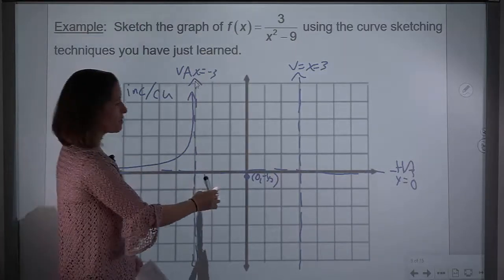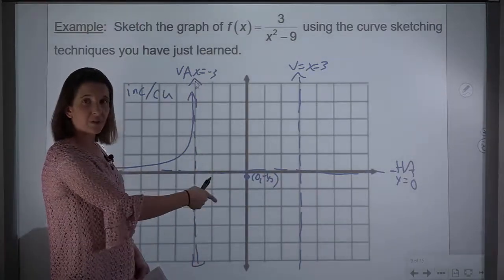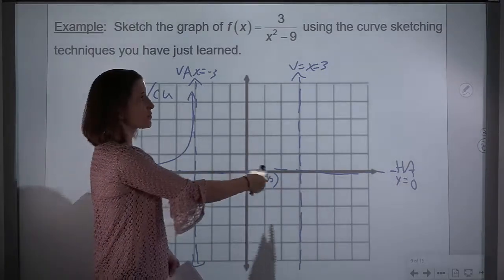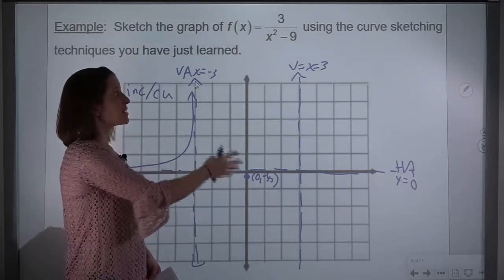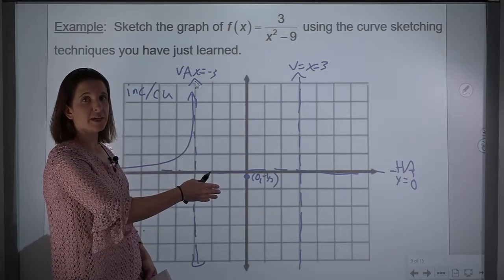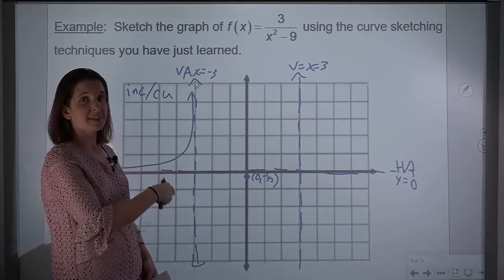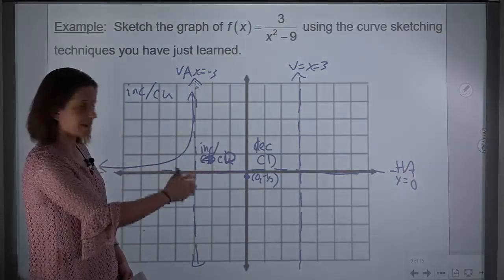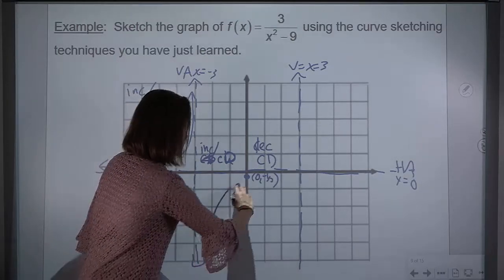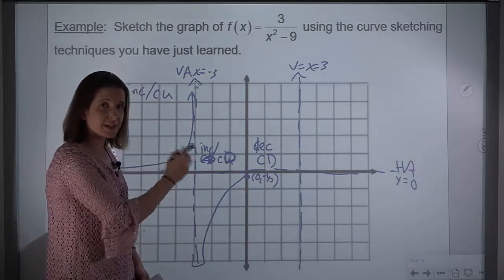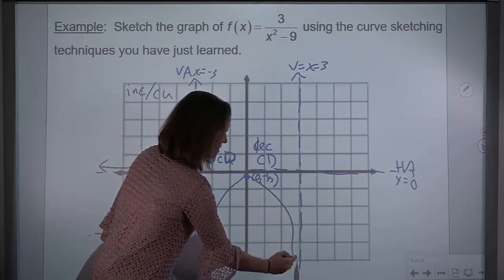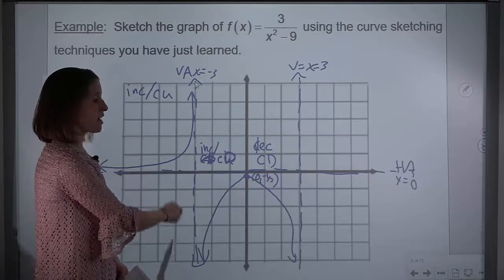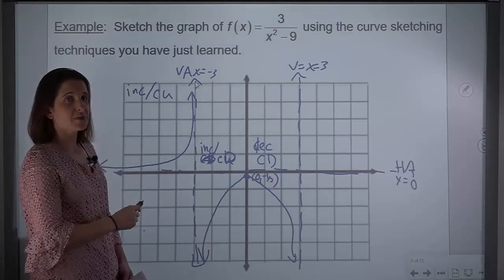Then from -3 to 0, we still had increasing, and then from 0 to 3, we had decreasing, but in that whole interval from -3 to 3, we had concave down. Okay, so we had increasing concave down and then decreasing concave down. Increasing concave down to hit that max. Decreasing concave down, all right? And I'm riding alongside our asymptotes as we go.